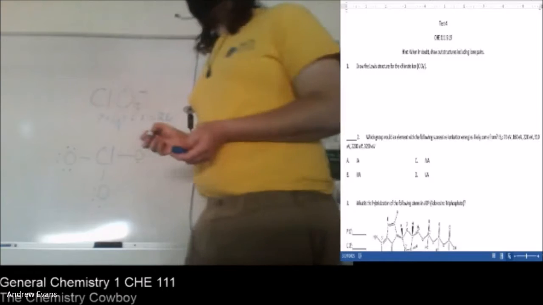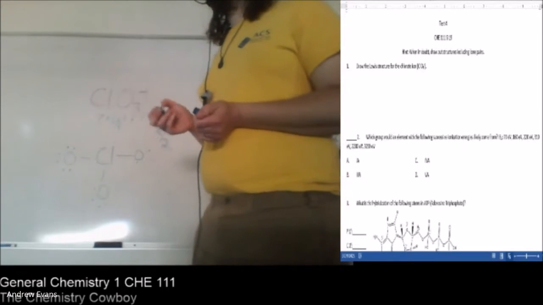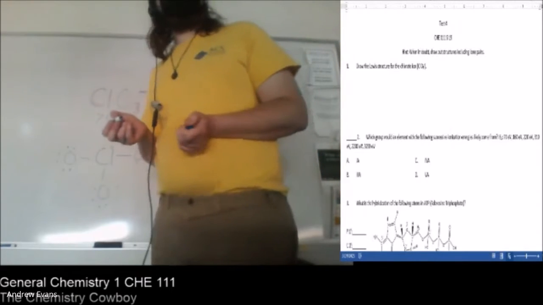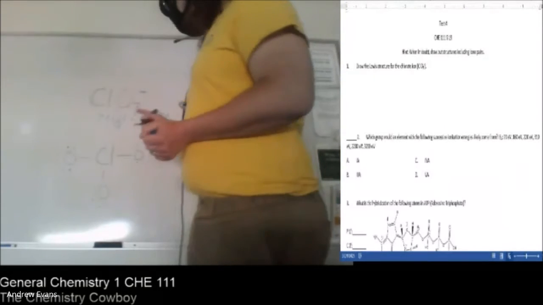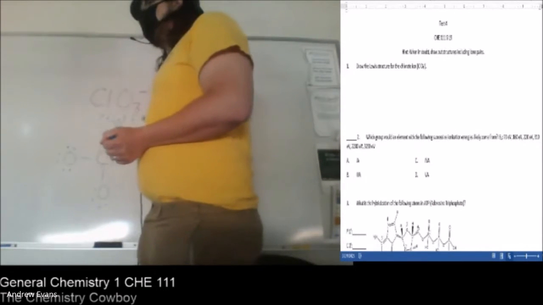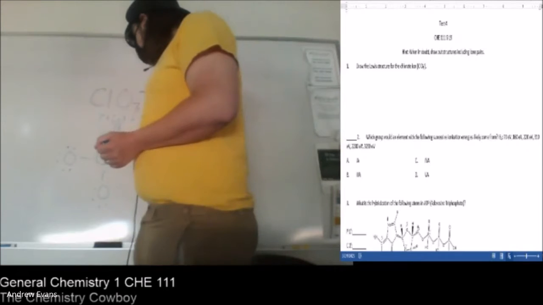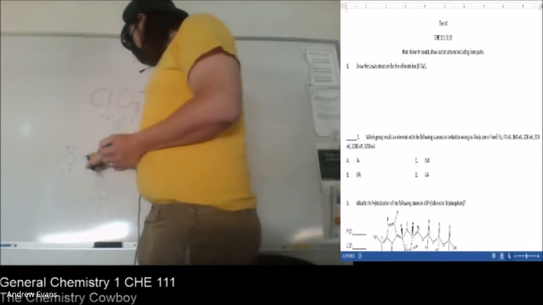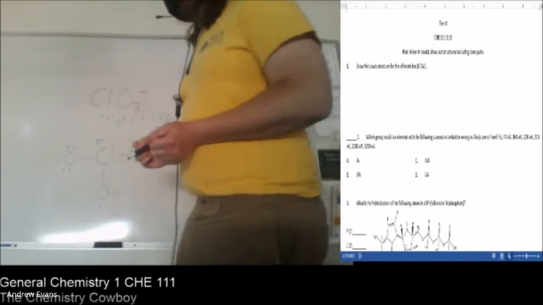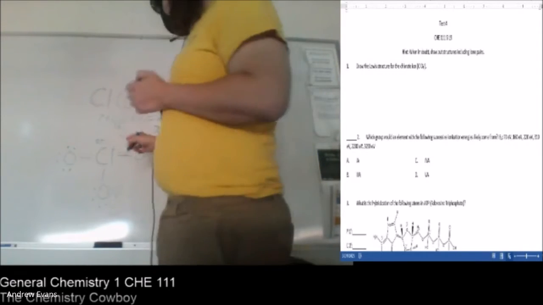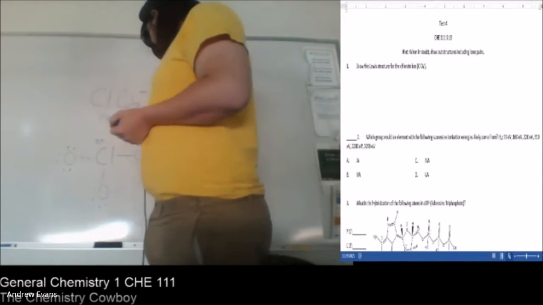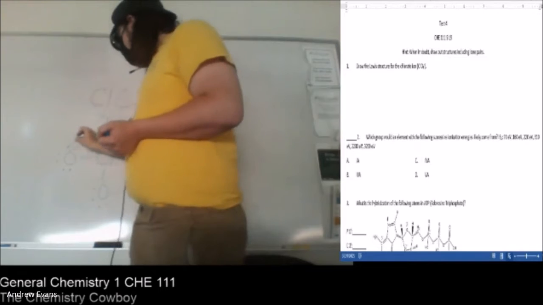Now, since I didn't say a Lewis structure with the lowest formal charge, that would be perfectly acceptable. What is the formal charge? Chlorine should have 7 electrons. It has 1, 2, 3, 4, 5. Formal charge of 2 plus. Each oxygen should have 6, and it actually has 1, 2, 3, 4, 5, 6, 7. So each oxygen has a formal charge of 1 minus.